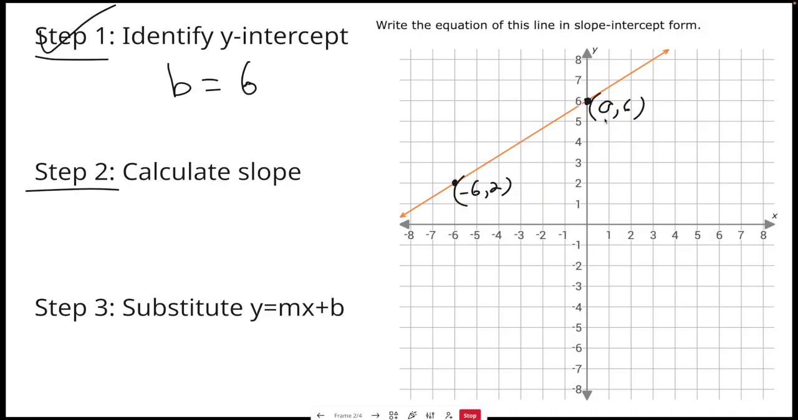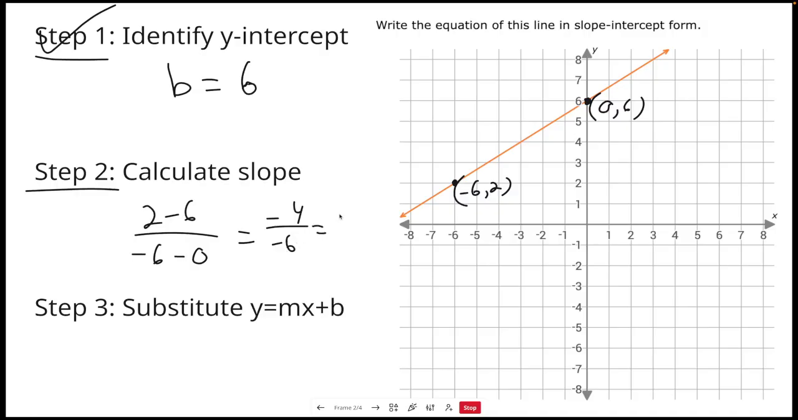And so now we do the slope formula. I'm going to go pretty quickly here because this was covered in a previous video. So we would do 2 minus 6 over -6 minus 0, which equals -4 over -6, which equals 2 over 3 for your slope. All right, step 2 is done.